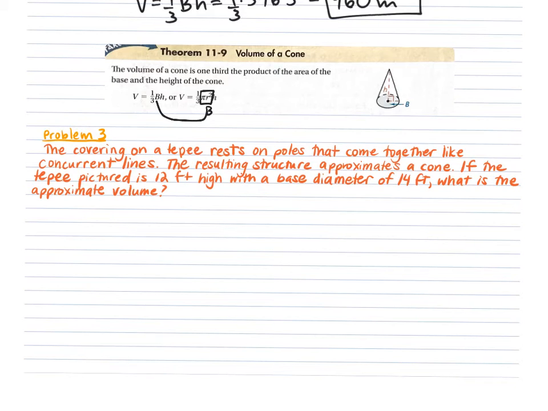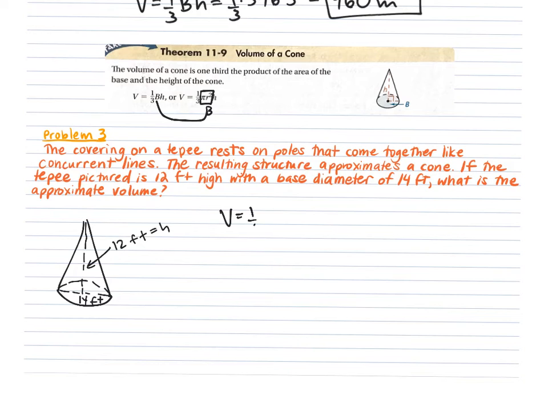So the covering on a tepee rests on poles that come together like concurrent lines. The resulting structure approximates a cone. If the tepee pictured, well, I didn't draw one, sorry. Here's one, is 12 feet high with a base diameter of 14 feet. What is the approximate volume?